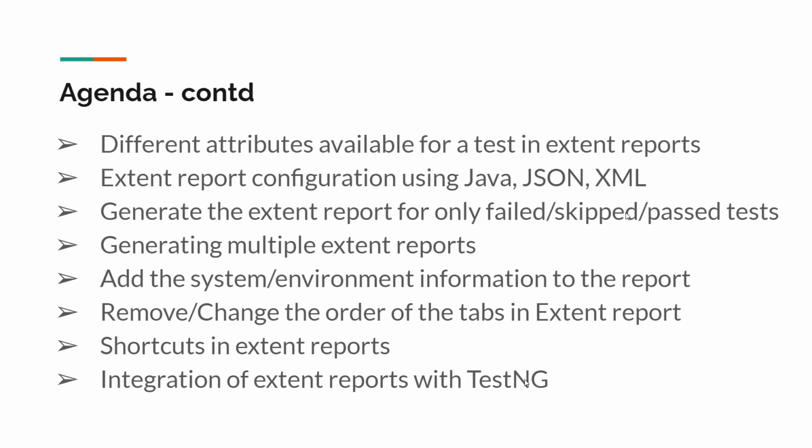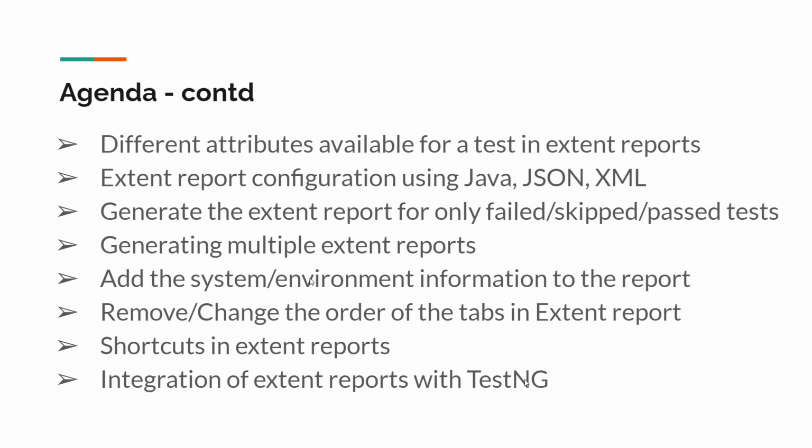So there might be a requirement where you want to generate multiple reports. Let's say one report with all the test case information like failed, passed, skipped, all the information, and one report only for the failed things. Maybe you want to analyze the failures so that you want to have a separate report for the failed things, right? So how do you generate the multiple reports and how do you generate the report only for the failed tests? Those things also we will try to learn.